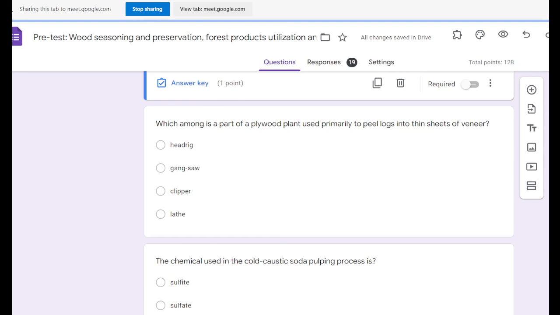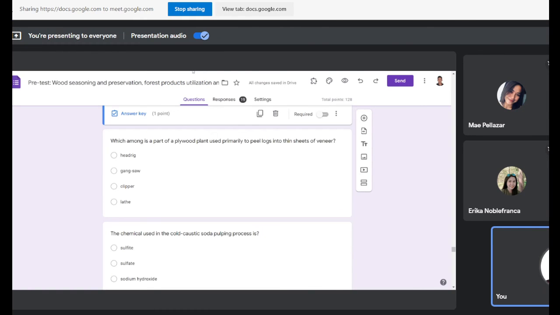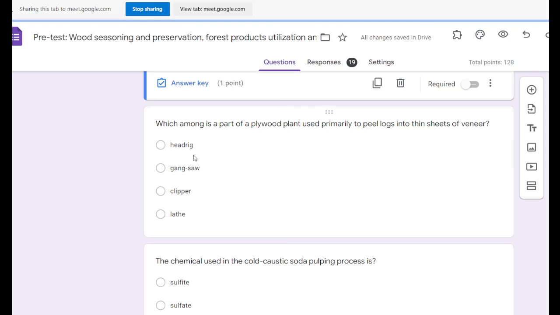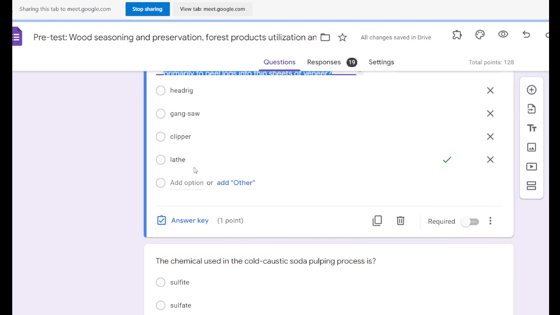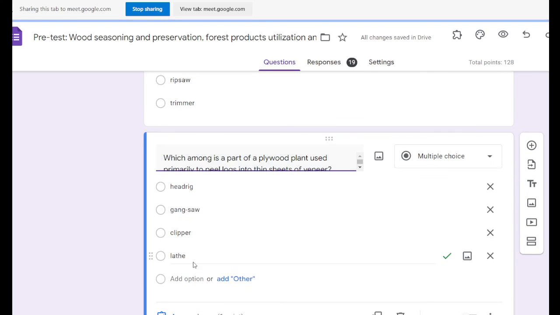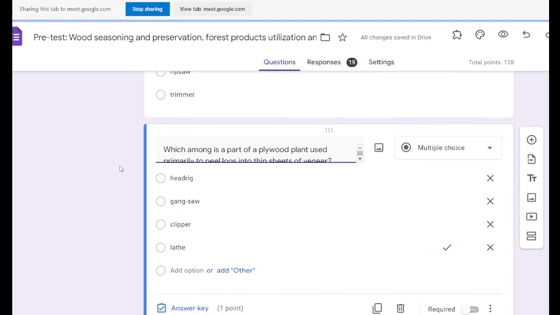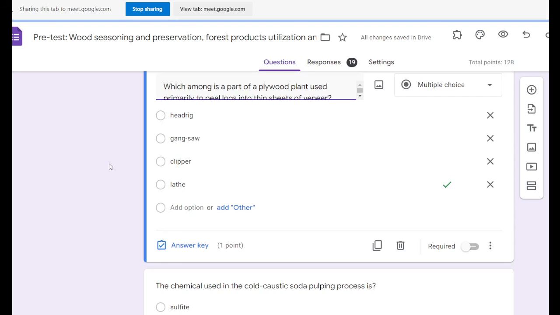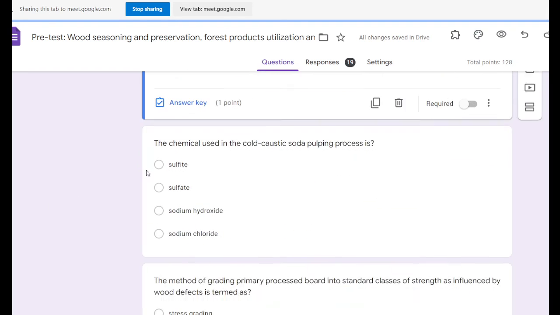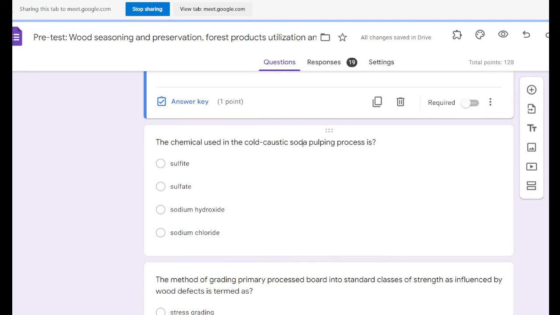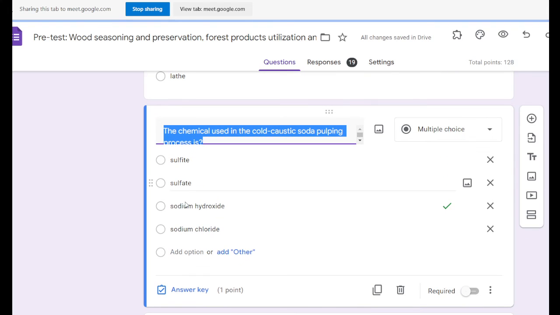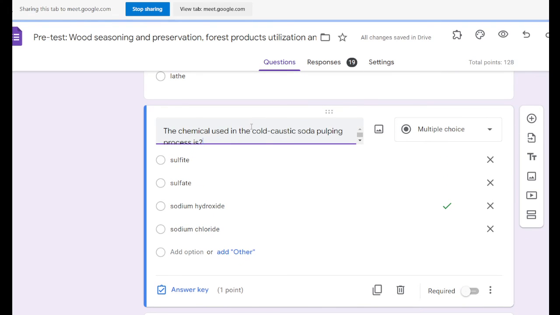What is the answer? Lathe, sir. Yeah, it's a lathe machine. Okay, a lathe machine. It is used for rotary cutting. The chemical used in the cold caustic soda pulping process is sodium hydroxide, NaOH. Cold caustic soda pulping, also called the kraft pulping process.